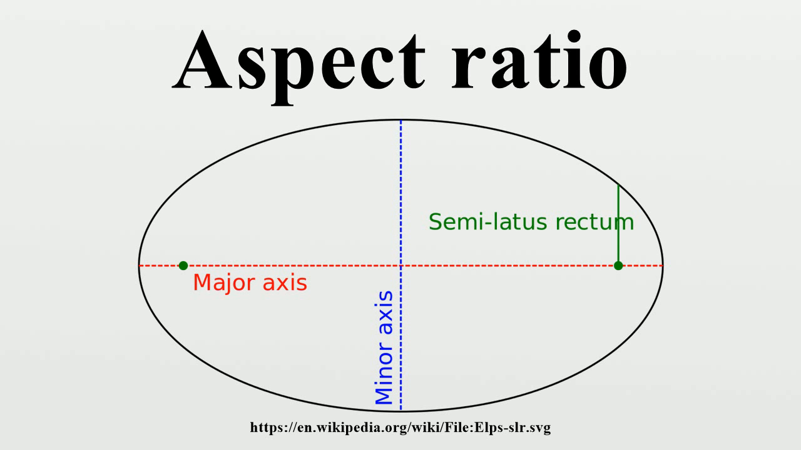Ellipses. For an ellipse, the aspect ratio denotes the ratio of the major axis to the minor axis. An ellipse with an aspect ratio of 1:1 is a circle. Aspect ratios of general shapes.